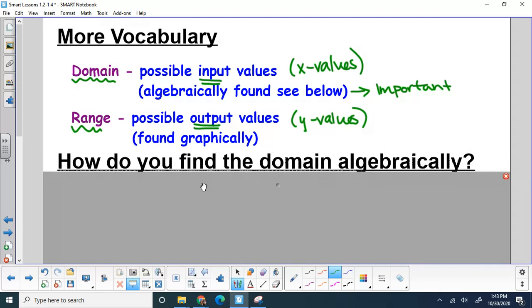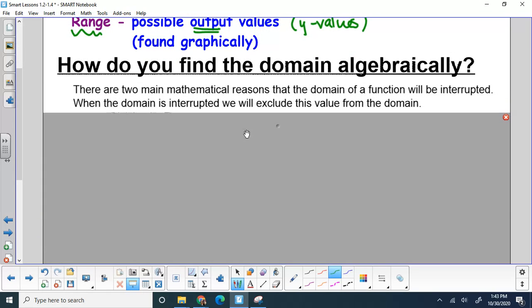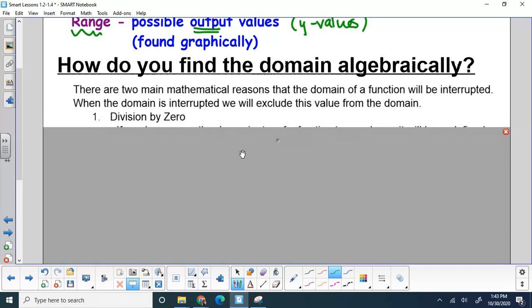So let's jump in and talk about, okay, so I can find the domain from a graph, Miss Vernon, but I don't know how to find it algebraically. Well, let's take a look. The domain of a graph is broken or not working if it breaks mathematical reasonings that we have. There are two situations in which the domain will be interrupted. The first is if we divide by 0.